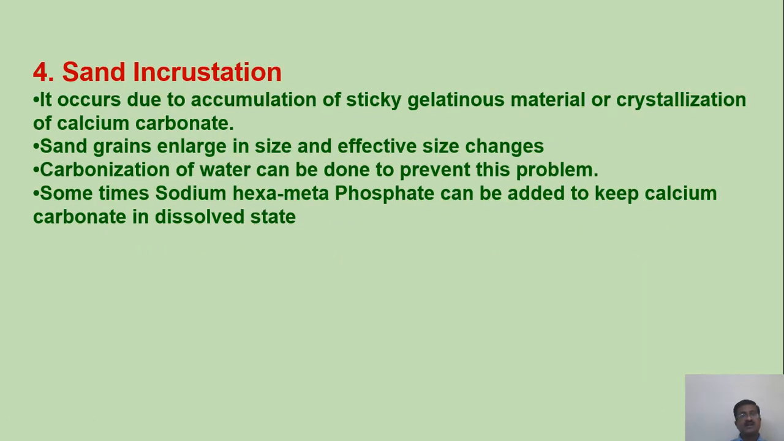Next one is the sand incrustation. It occurs due to accumulation of sticky gelatinous material or crystallization of calcium carbonate. Sand grains enlarge in size and effective size changes. Carbonization of water can be done to prevent this problem. Sometimes sodium hexametaphosphate can be added to keep calcium carbonate in dissolved state.